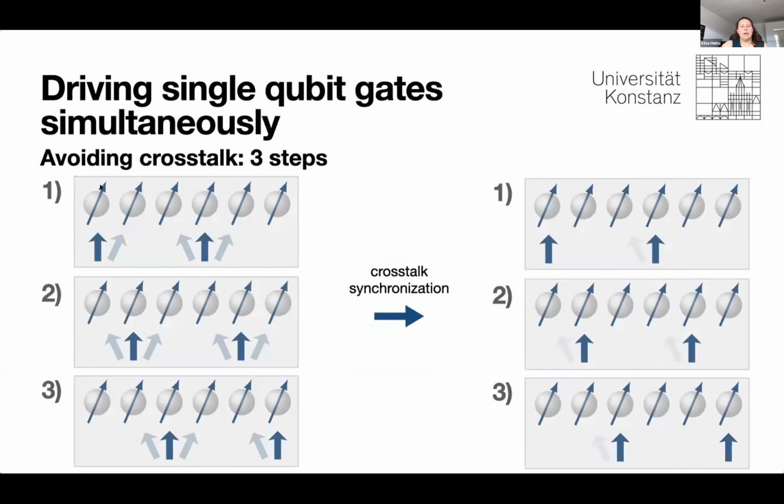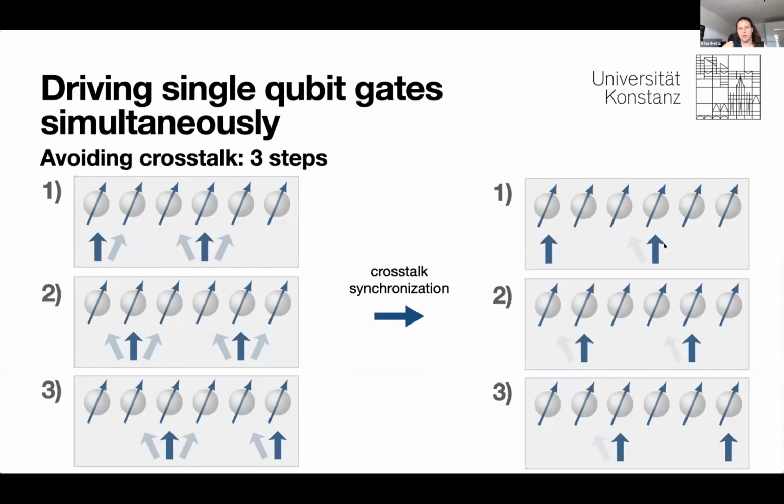So what we can do here is, if we think about a linear array, a 1D array, we can think about a 3-step synchrony or simultaneous driving. That means we first start with qubit 1 and qubit 4, and then we continue with qubit 2 and qubit 5, and in the third step we drive qubit 3 and qubit 6.